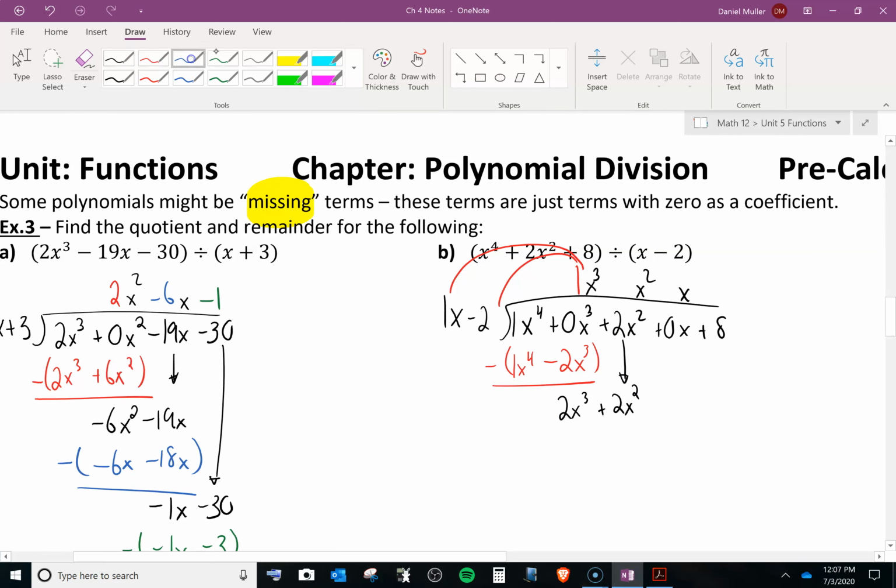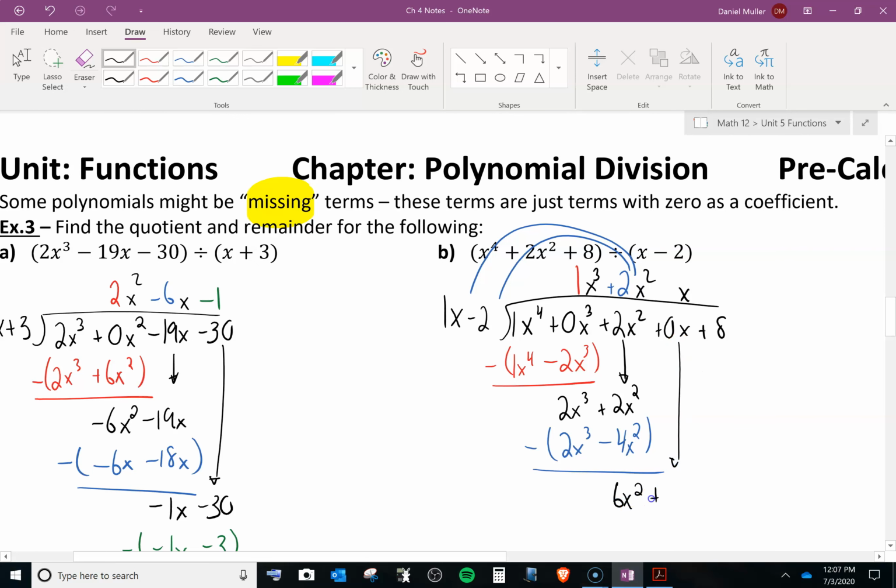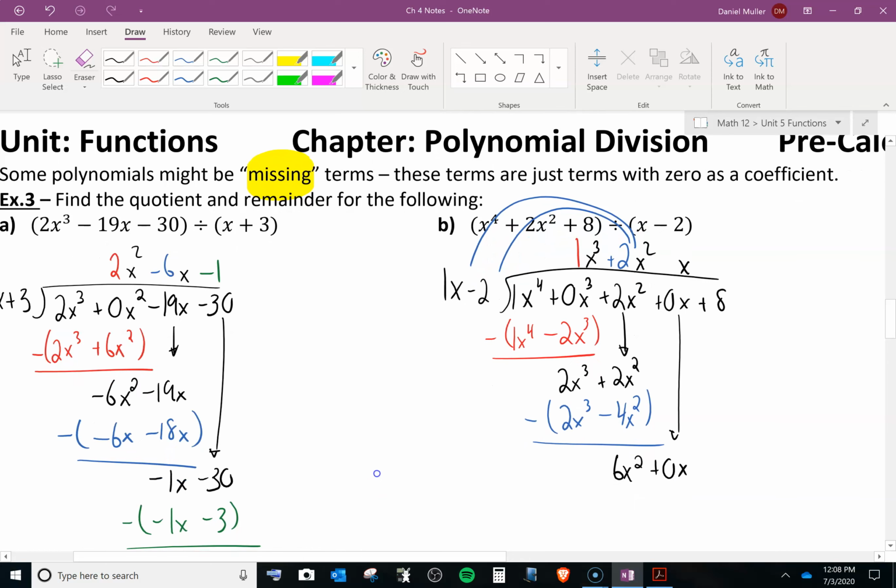So I need a 2x squared, no cubed, so there's a 2, a positive 2. 2x squared times a 1x, it will be a 2x cubed. And then 2 times a negative 2 would be a negative 4x squared, and I can subtract those. 2 minus 2 is 0. 2 plus 4 is going to be 6x squared. And I'm going to bring down this 0x.